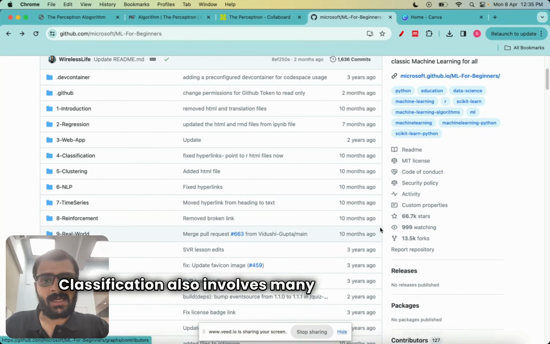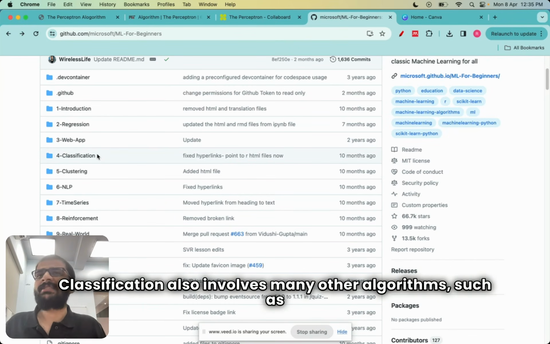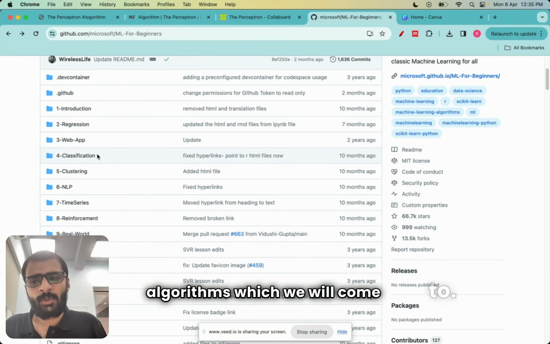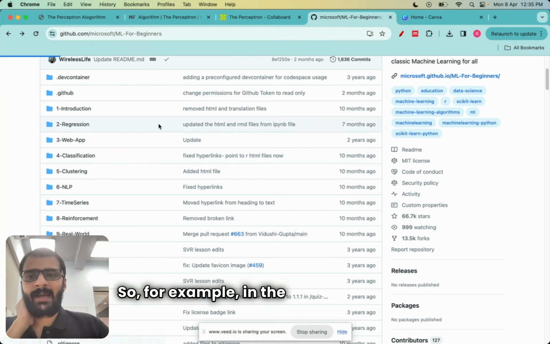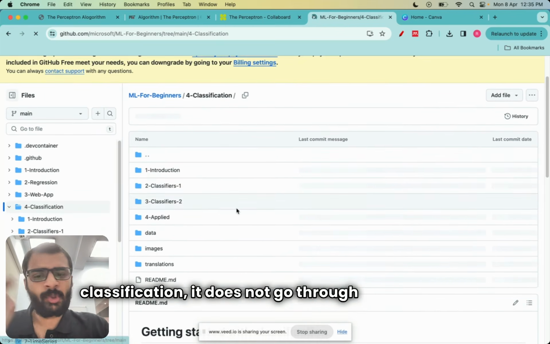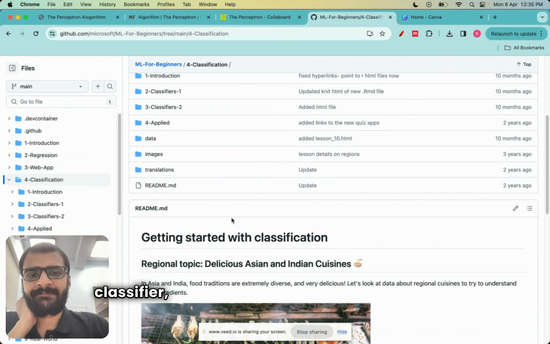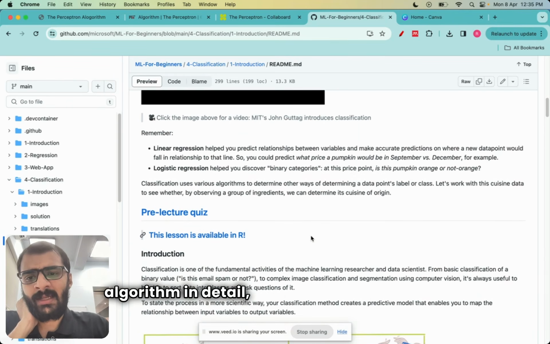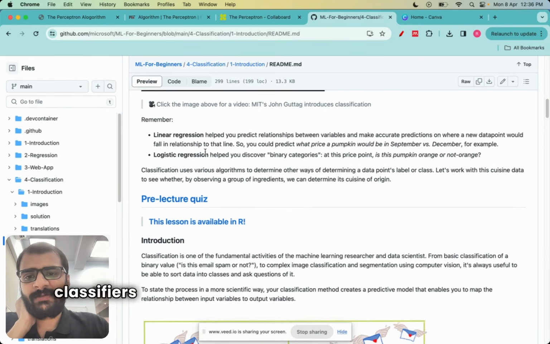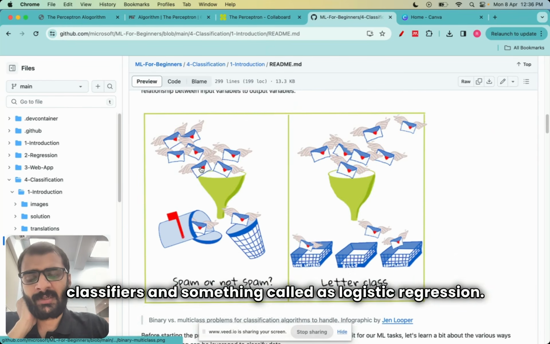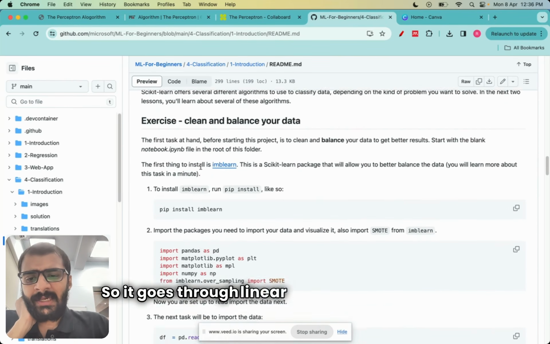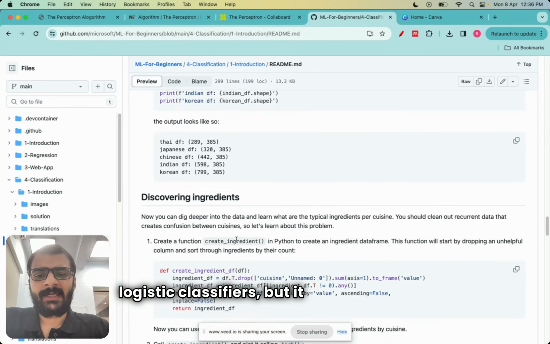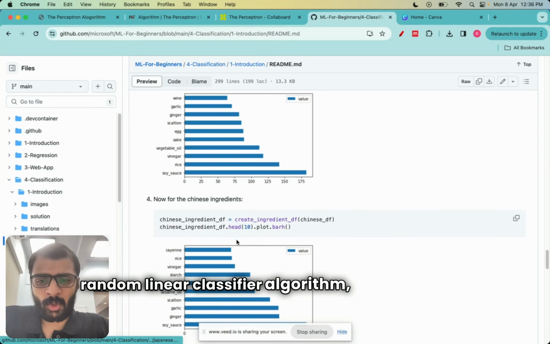Classification also involves many other algorithms, such as k-means classification, the clustering algorithm, and several other algorithms which we will come to. So, for example, the Microsoft course on classification does not go through the random linear classifier. It does not go through the perceptron algorithm in detail, but it goes through linear classifiers and something called logistic regression. So it goes through linear classifiers and logistic classifiers, but it does not use the random linear classifier algorithm which we learnt about.